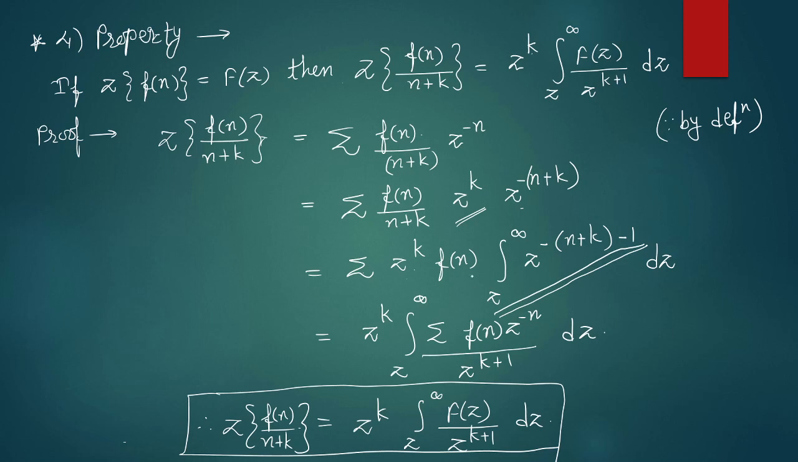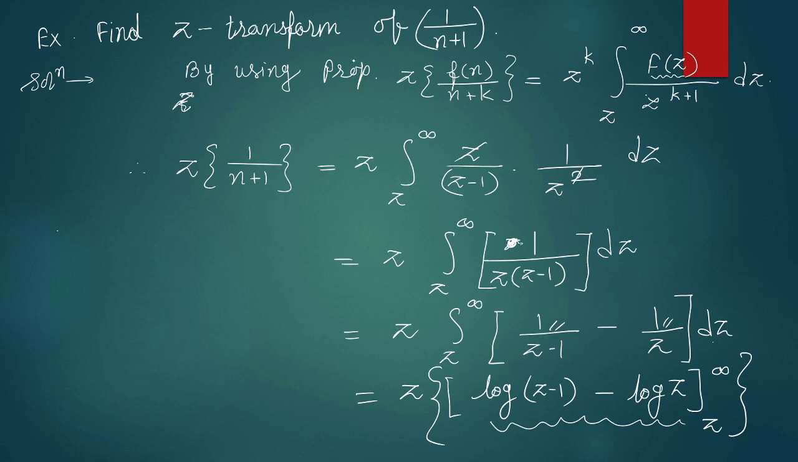Then we write down the step as z to the power k, integration z to infinity, then summation f of n value, then z to the power minus n, and this z to the power k and this minus k we adjust in the denominator. This summation value, f of n z to the power minus n, is nothing but the capital F of z value, and hence proved.